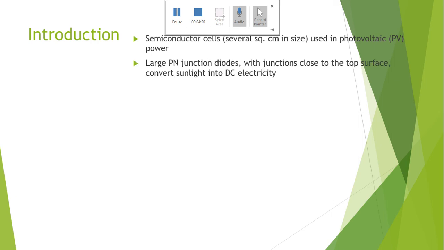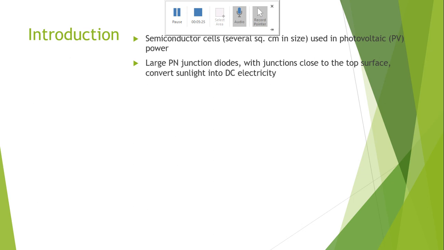Semiconductor cells are in various sizes, which are being used in photovoltaic power plants. Every solar panel is made up of individual solar photovoltaic cells. Photovoltaic cells come in a standard size of 156 by 156 millimeters, which is approximately 6 inches long and 6 inches wide.